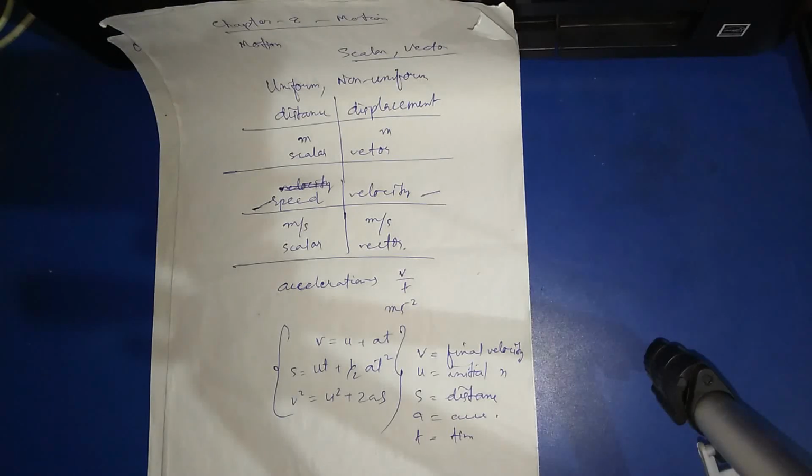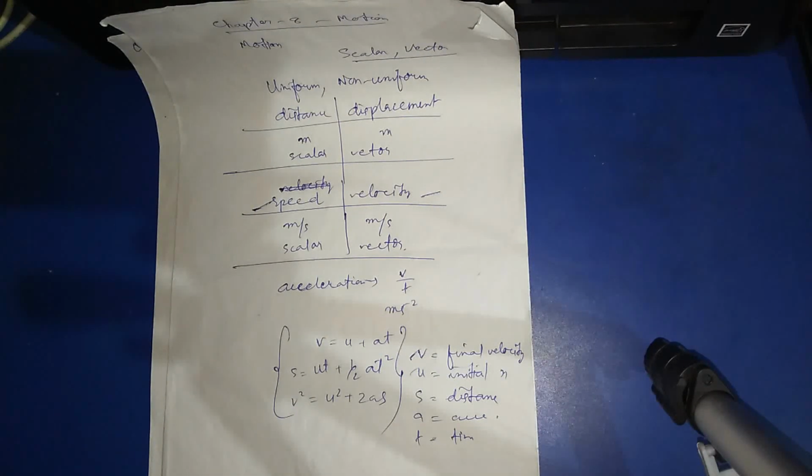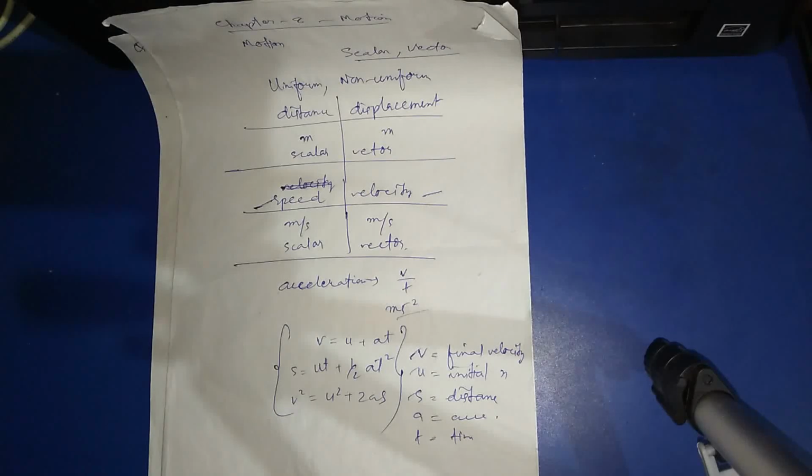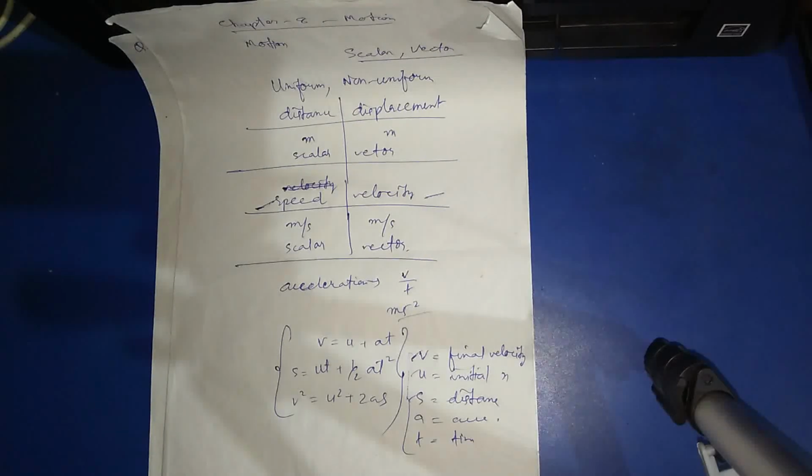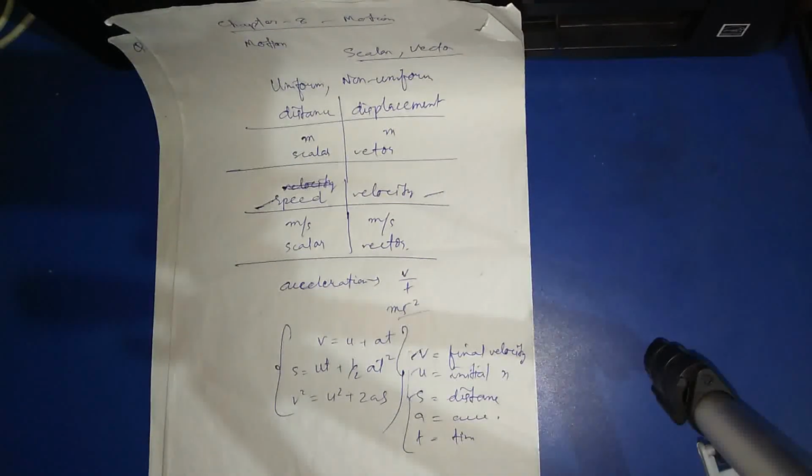Now let us check out the SI unit. V and U are both velocities, so the unit will be meter per second. S is a distance, so it will be meter. Acceleration we got here is meter per second square, and T will be in second. Those are the SI units of these physical quantities.